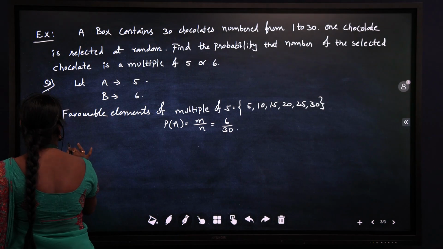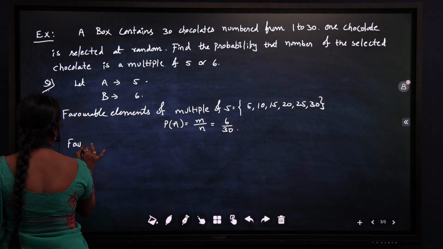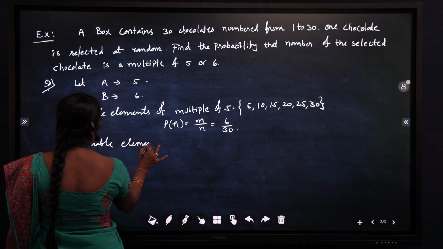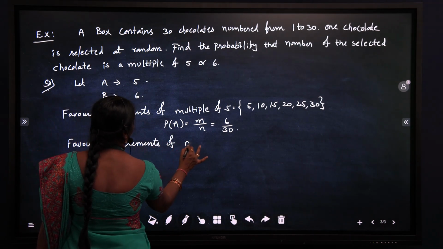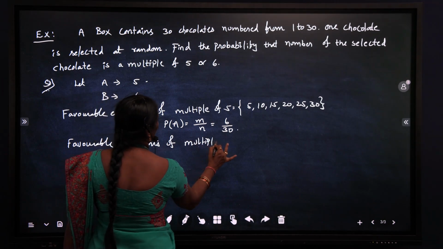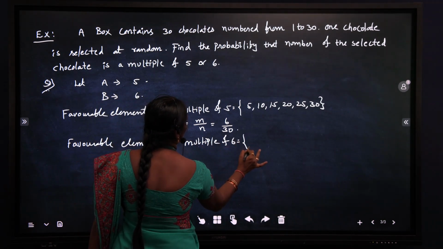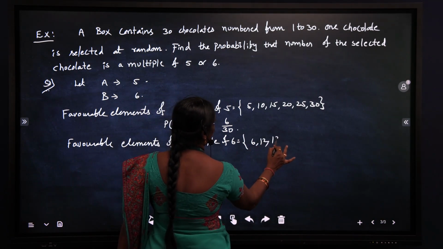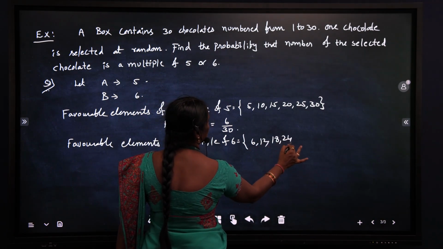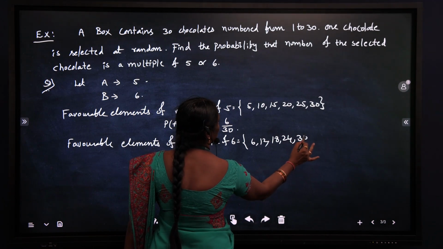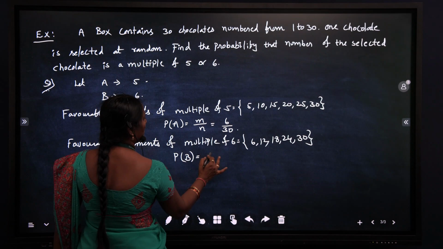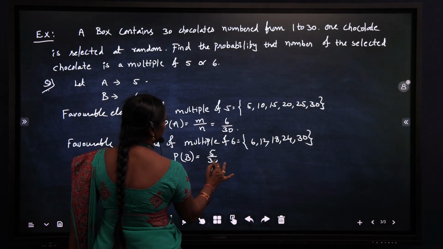In the same way, we write the favorable elements of multiple of 6. The multiples of 6: 6 2s are 12, 6 3s are 18, 6 4s are 24, 6 5s are 30. So here P of B is equal to 5 by 30, as the favorable elements are 5.